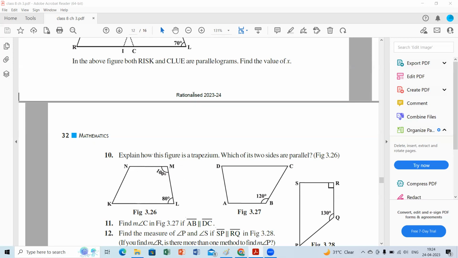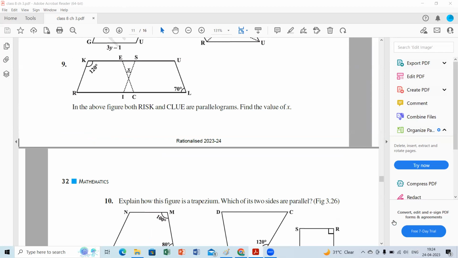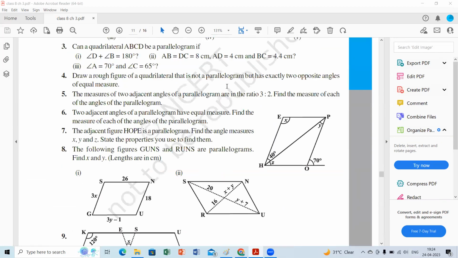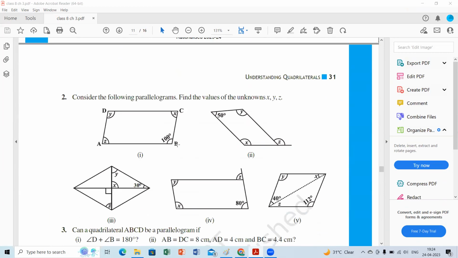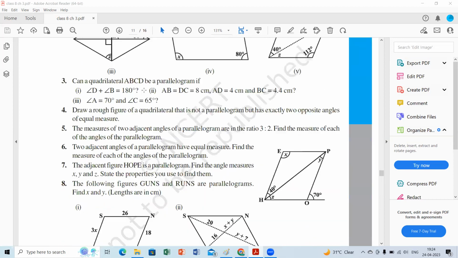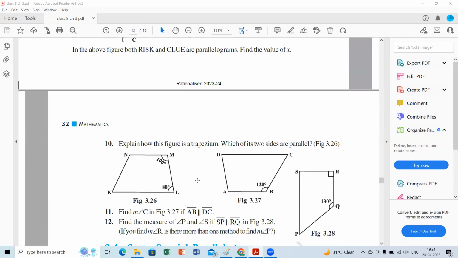Why? Can I know the properties of a trapezium? Ma'am, adjacent angles of non-parallel sides are supplementary, and one pair of sides are parallel. Very good. One pair obviously parallel. And 100 plus 80 makes 180 degrees.